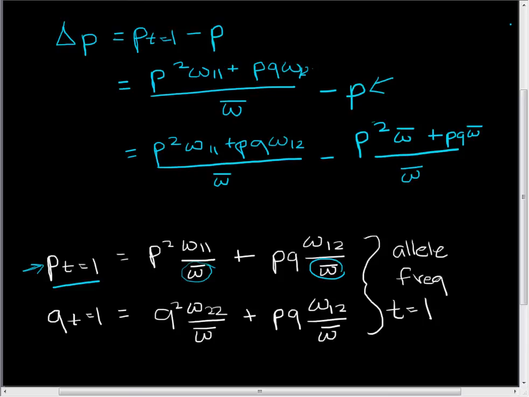And if you're still curious about where this came from, that's just because we already know that P equals P squared plus PQ, and now we're just going to be multiplying the top and the bottom by the same term, which is the average fitness for the population. So we're going to be multiplying it by 1. Okay, and we get this term here. Okay, so far so good.